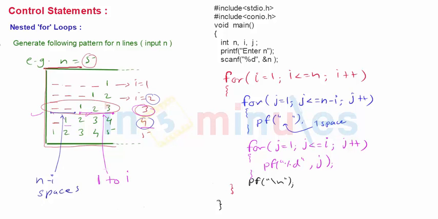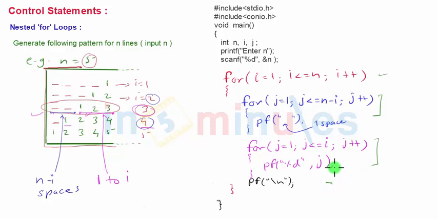Okay, now let's see the overall working of the program. The first for loop works for 1 to n, so it takes values 1, 2, 3, 4, 5 and so on. Then the blue for loop prints spaces, that is n minus i spaces. Then the next for loop continues and prints 1 to i numbers, and then there is a new line.